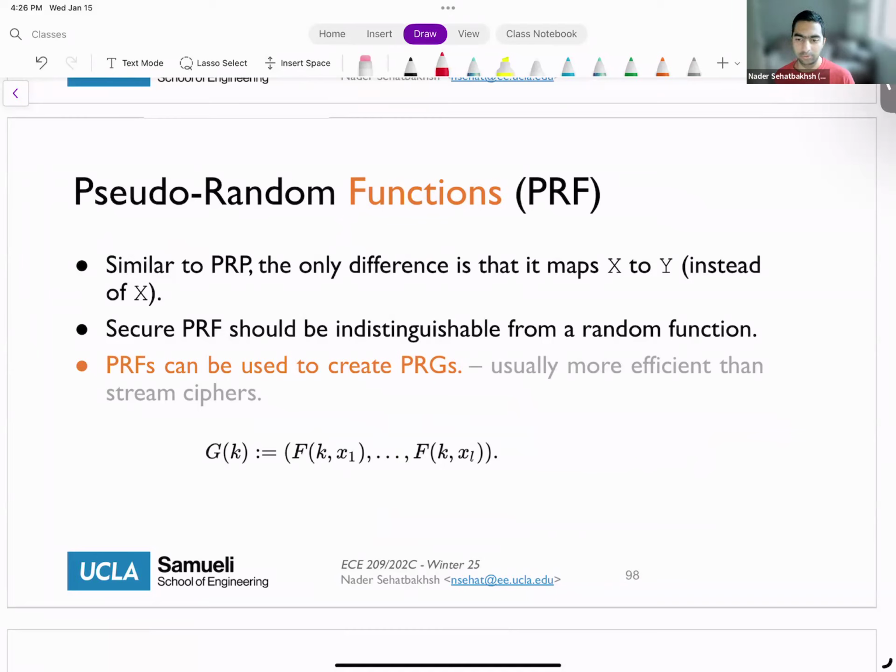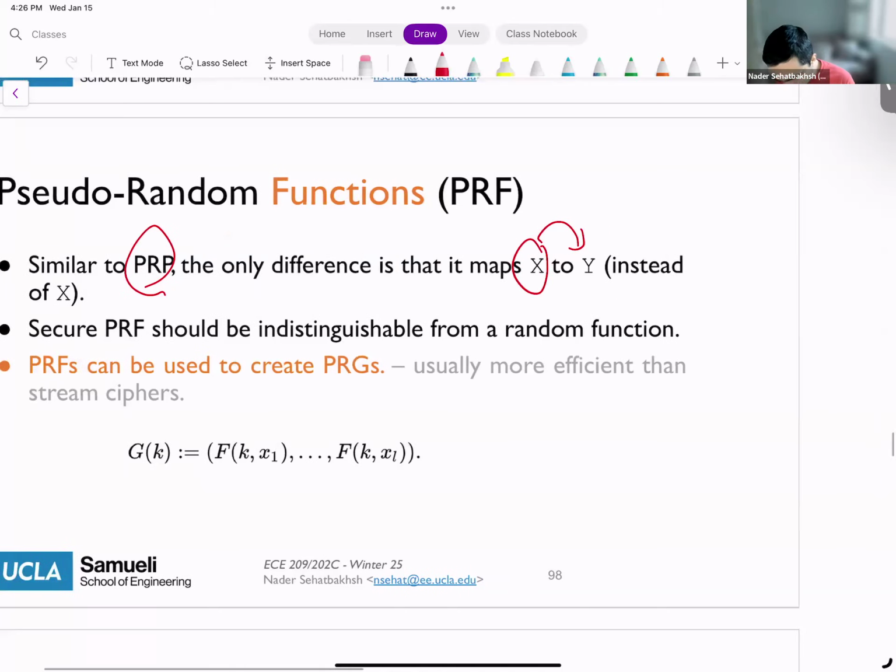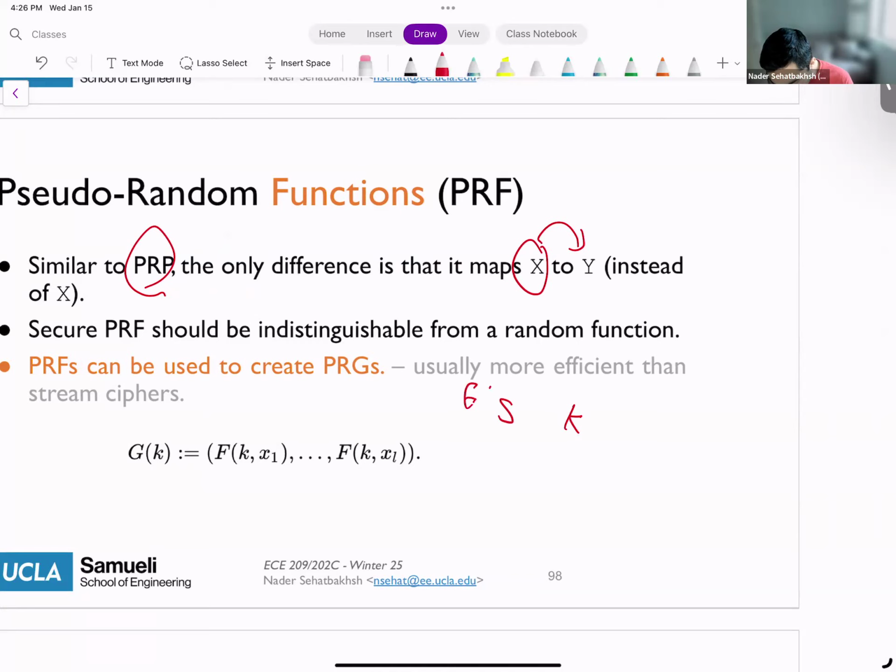PRFs are very, very similar to PRPs. The only difference is that a PRP creates a permutation, which means that it maps X to its own domain, while a PRF maps X to another domain, Y. So essentially, we take an input of one size like Z, and then map it to another size S, okay? So how would this work? Remember we had S and K, so this is exactly what we want. We want to apply F of S and get K, basically, right?